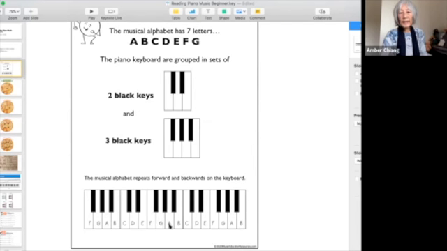C to A is a sixth. And C to B is a seventh. And then we get back to C. From C to C, we call that an octave or an eighth.